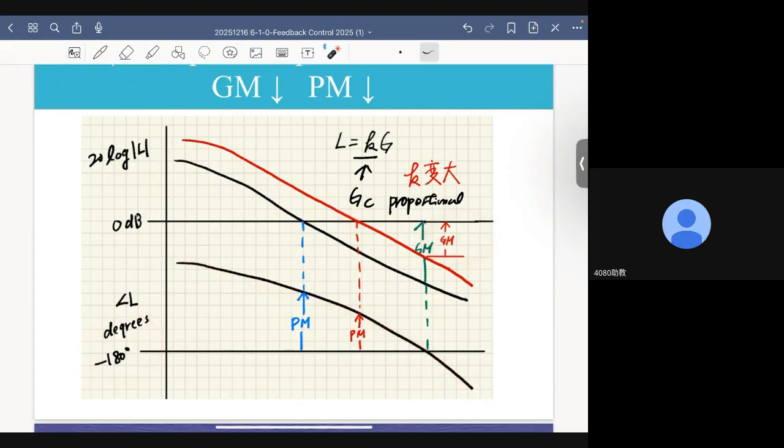Now, the phase crossover frequency remained the same. But the thing is, when I elevate the magnitude plot, the gain margin naturally becomes smaller. And that means gain margin goes down, phase margin goes down. Okay.